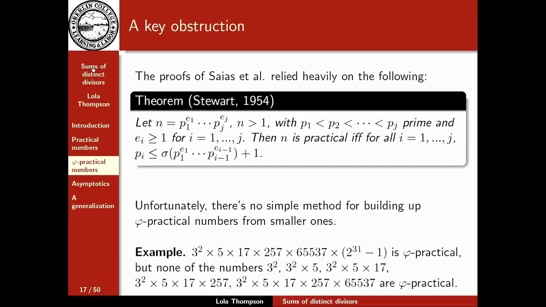So this really big product of primes, you can see, is phi practical. If you want, you can check that during the talk. But none of these numbers, when you truncate it, turn out to be phi practical. So it turns out we can multiply on this big Mersenne prime, and suddenly it's phi practical. But 3 squared times 5, et cetera, those aren't phi practical. So that made it a little bit harder to count the number of phi practicals up to x, because we didn't have that nice if and only if condition.